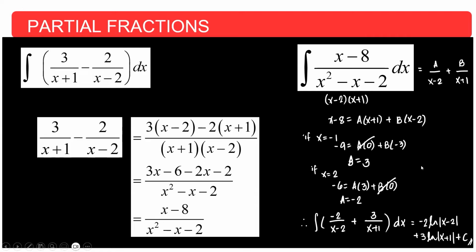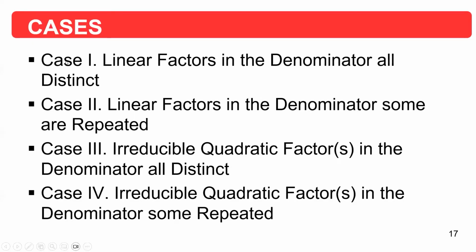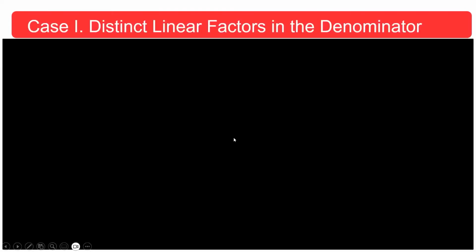Type 1 will always be ln. Because there are actually four cases, as I've said. Case number 1, linear factors at the denominator, all distinct. 2, linear factors, some are repeated. Case number 3, irreducible quadratic, all distinct. 4, irreducible quadratic, some repeated. Okay, let's go to the first one.